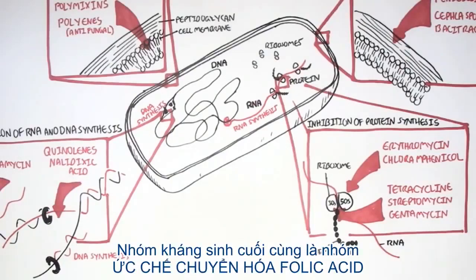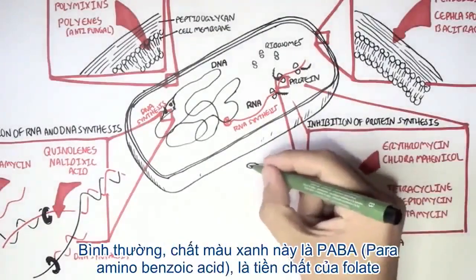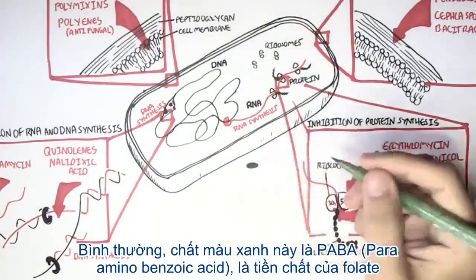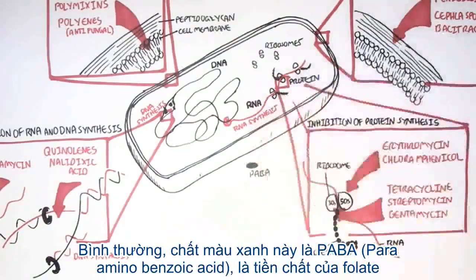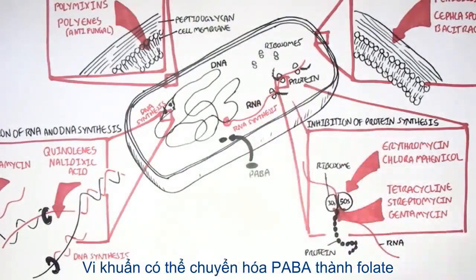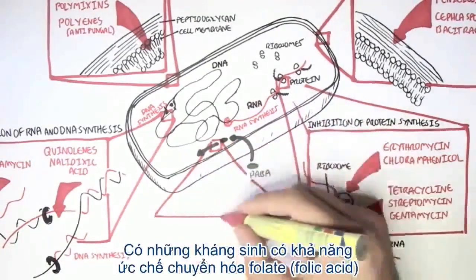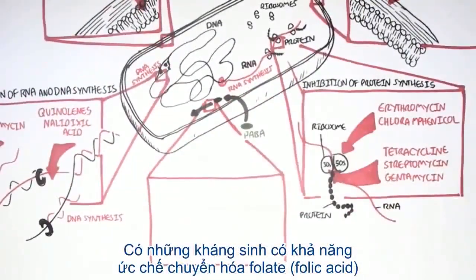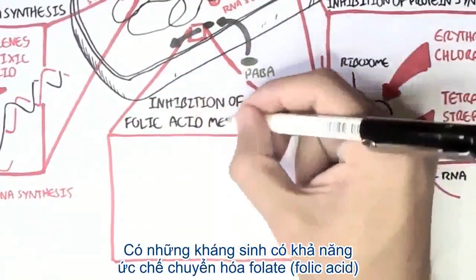The last type of antibiotic are the ones that inhibit folic acid metabolism. So normally, this green thing here, called PABA, which stands for para-aminobenzoic acid, is a precursor to folate. So the bacteria can metabolize PABA into folate. There are antibiotics out there that inhibit folate or folic acid metabolism.